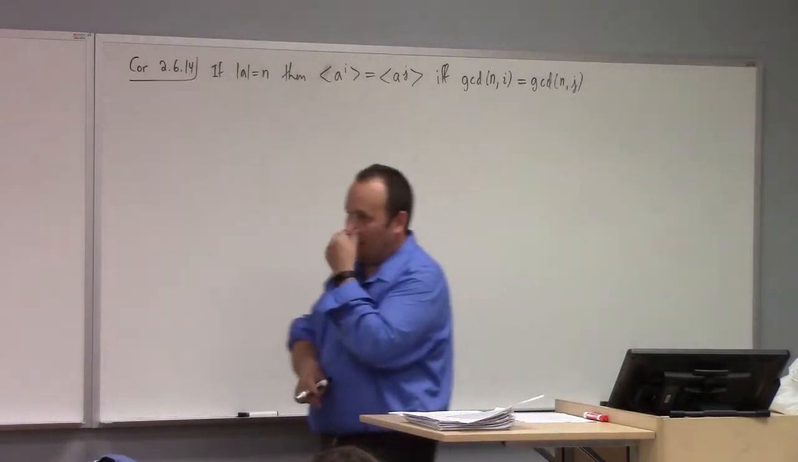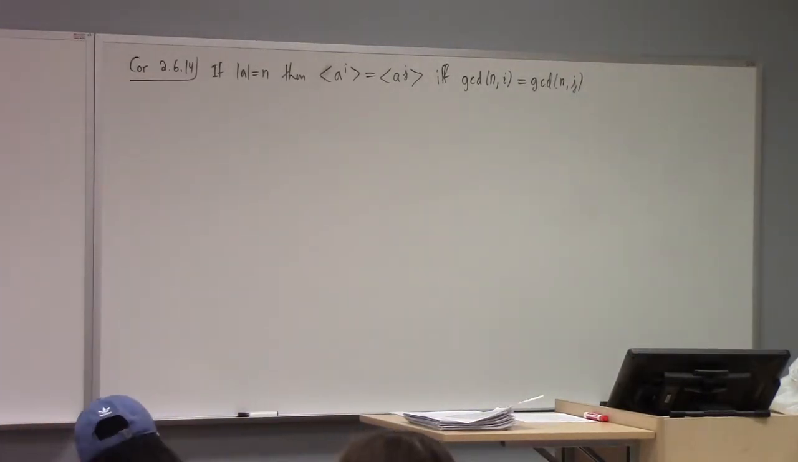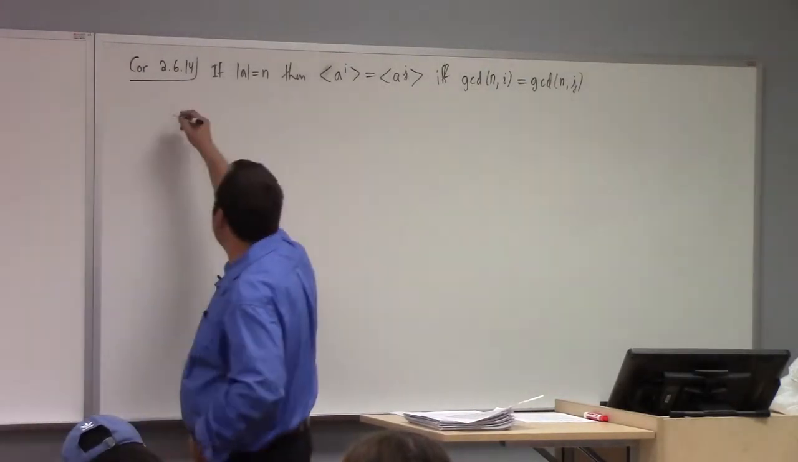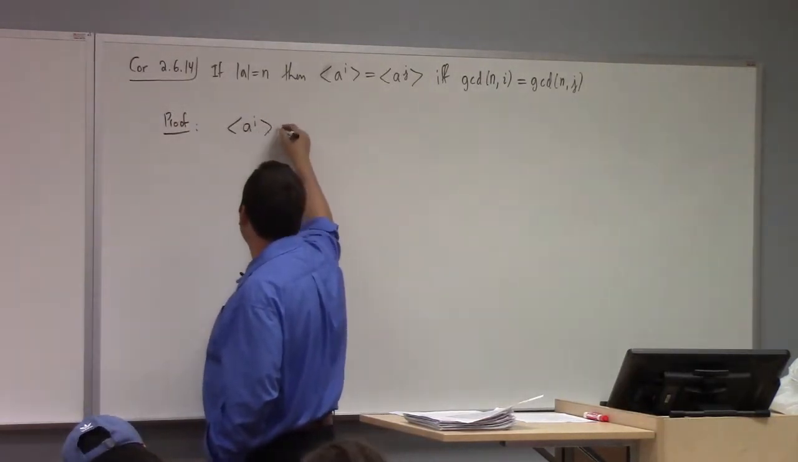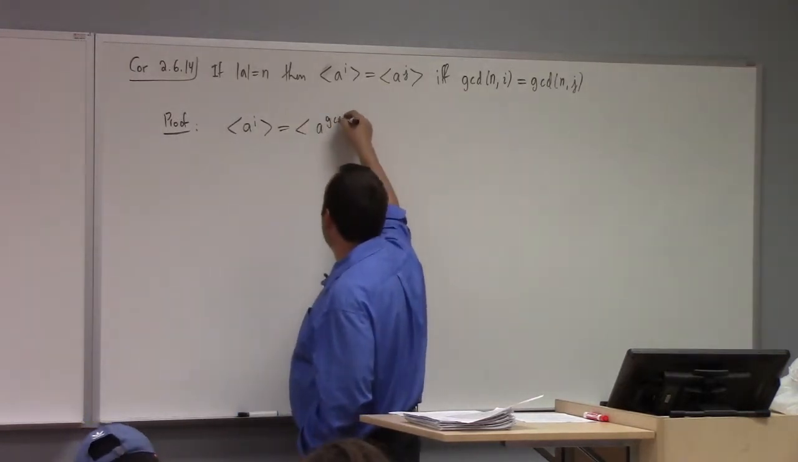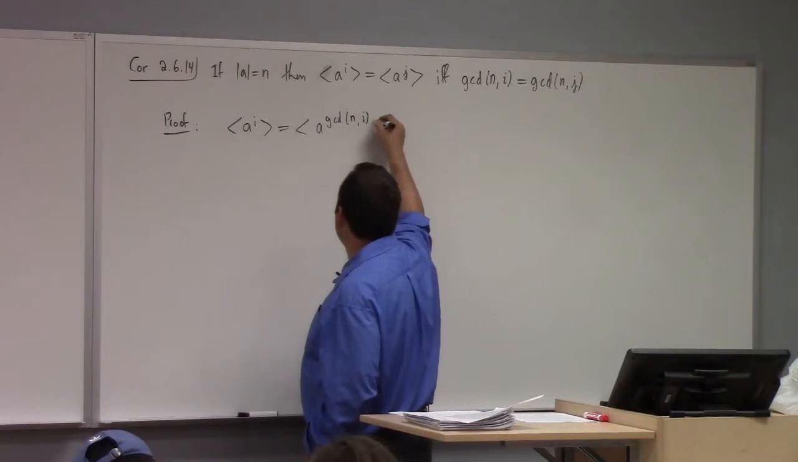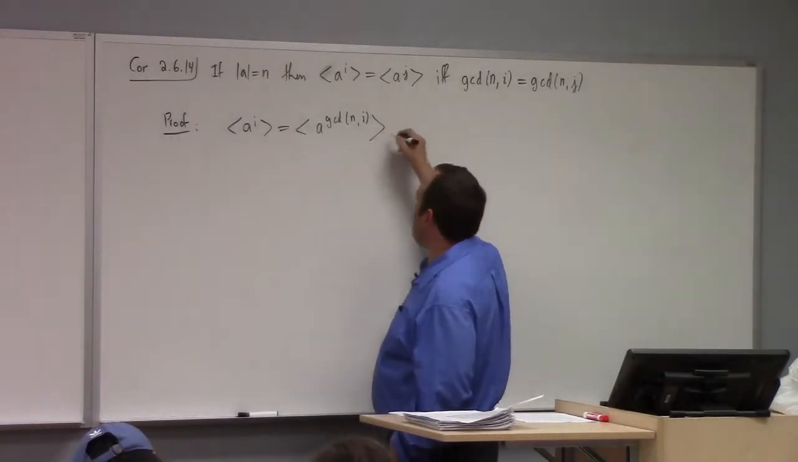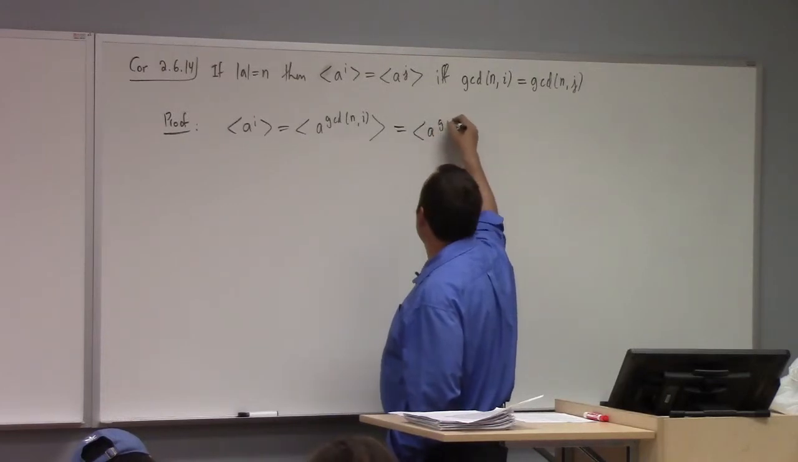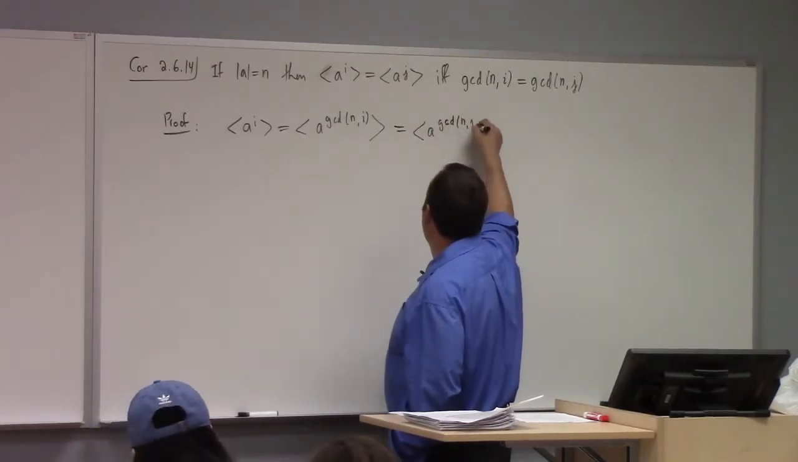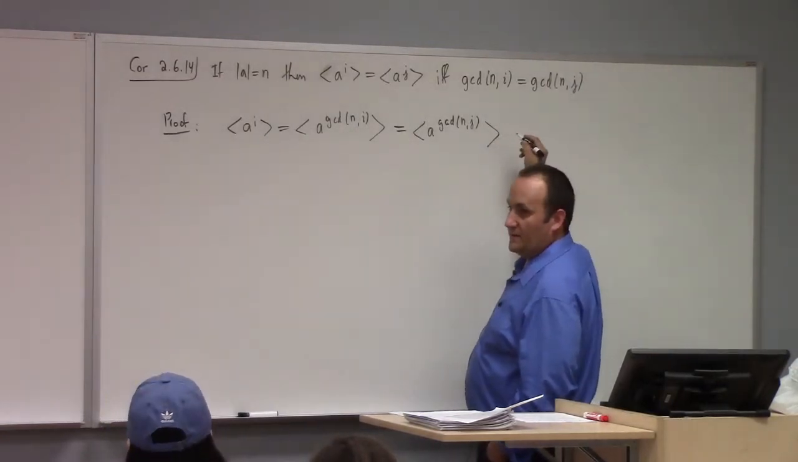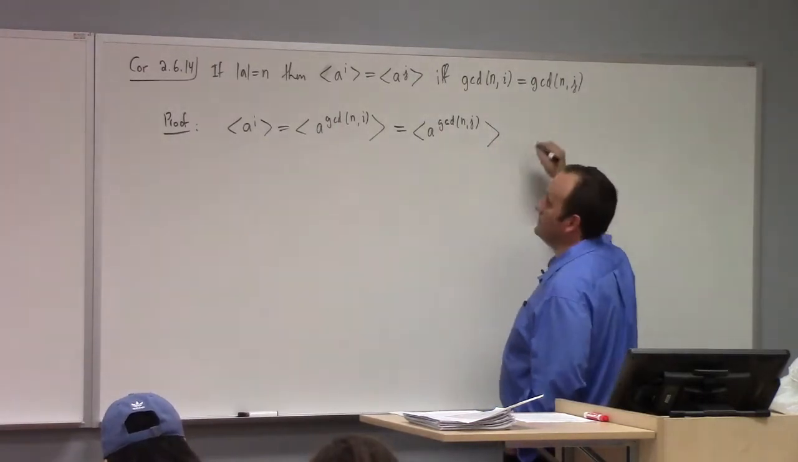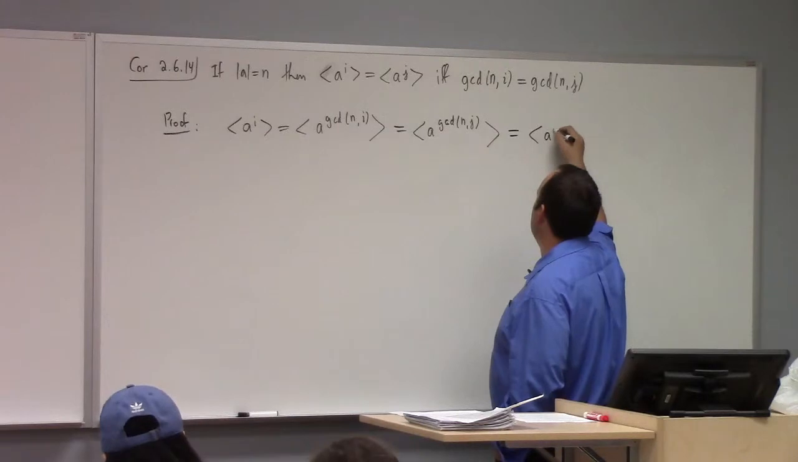So it's a corollary to the theorem, right? Because all you've got to do is notice, I mean, you see the proof? What's the proof look like? Something like this, right? a to the i is equal to a to the GCD of n comma i. But we're assuming that the GCD of n,i is equal to the GCD of n,j, right? Which, by the theorem I just proved, is equal to a to the j, yeah?